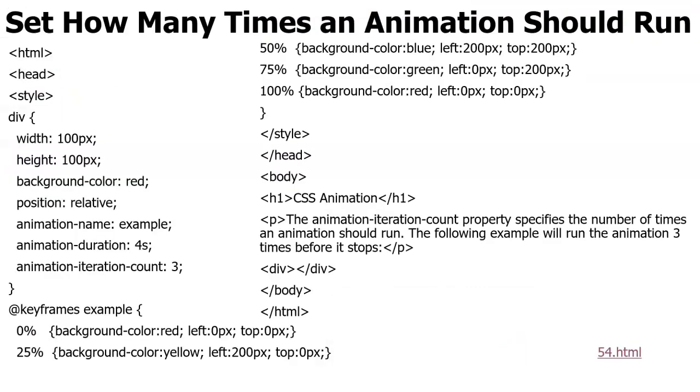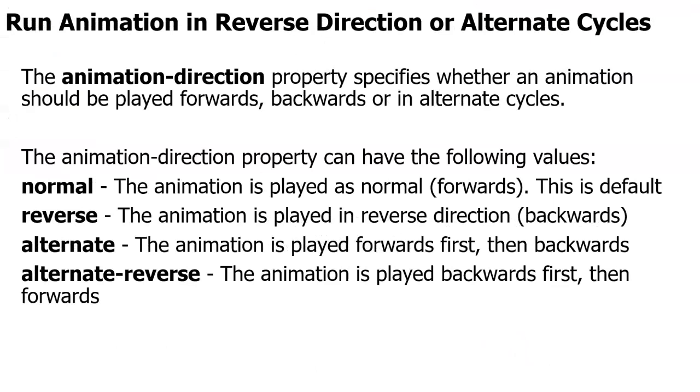This is also possible. So now, run the animation in reverse direction or on alternate cycles. What you saw in the previous example is normal. Reverse is if you want to do it in the reverse order, starting from the opposite side. Then alternate means it will go in alternating directions: forward first, then backward. Alternate-reverse means reverse in the alternate way, so it will start from backward first, then forward. This is how this happens.